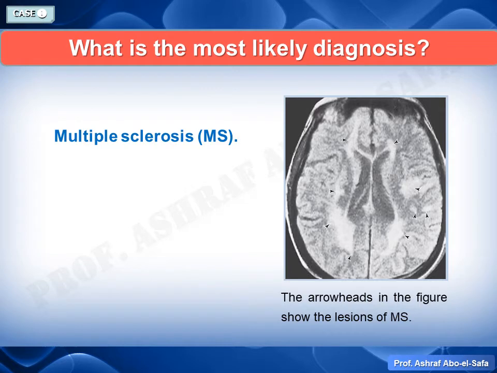Multiple sclerosis. Here is the MRI, magnetic resonance imaging of the brain. We see the lesions around the ventricular system, the lateral ventricle. They are marked by the arrowheads, and they are hyperintense signal on this FLAIR sequence.